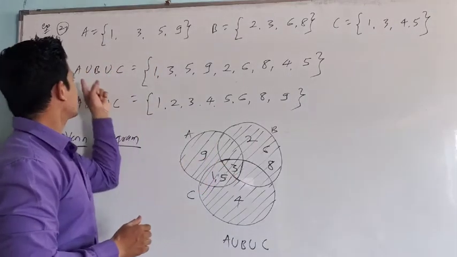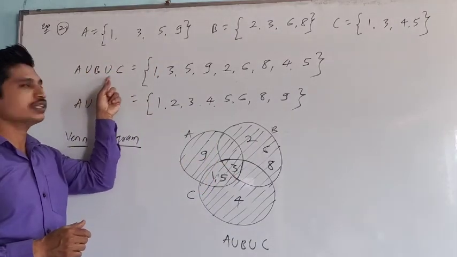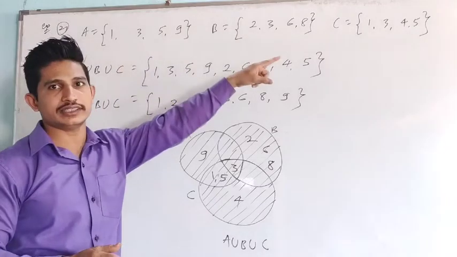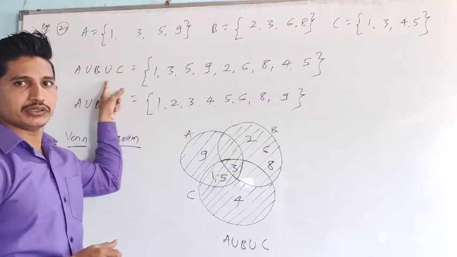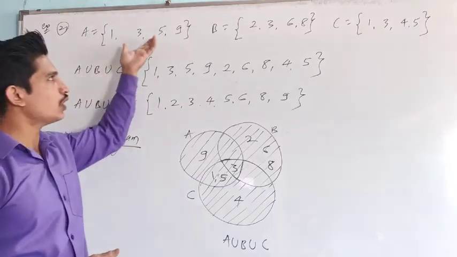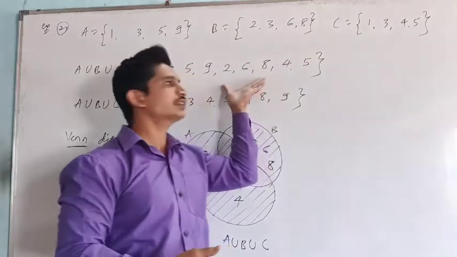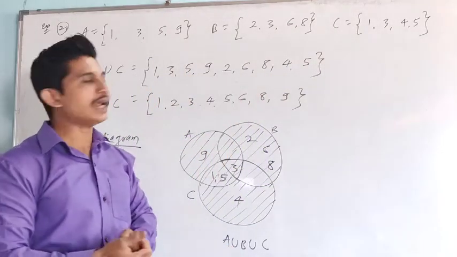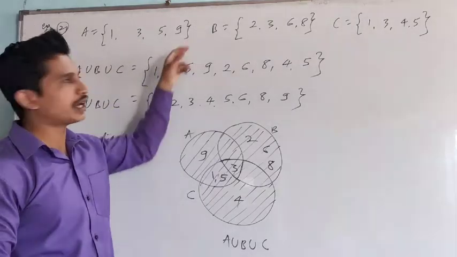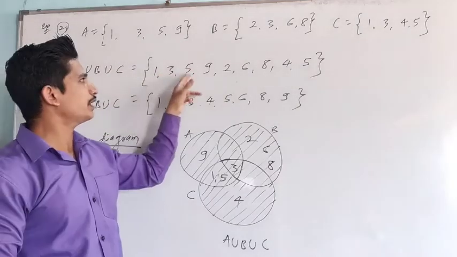So A union B union C means what I am doing here? Union of all the three sets means A union B union C. Writing all these elements in one set is called union. Now write all the elements of this set: 1, 3, 5, 9. So write here in this set 1, 3, 5, 9.